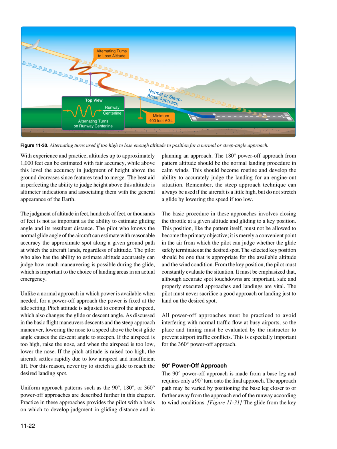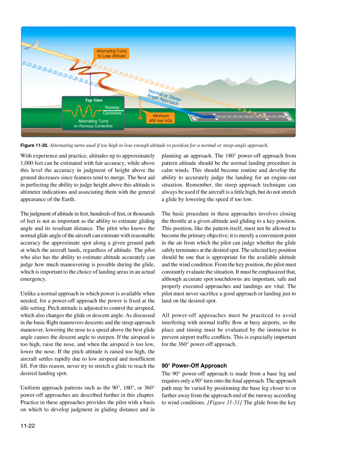With experience and practice, altitudes up to approximately 1,000 feet can be estimated with fair accuracy, while above this level the accuracy and judgment of height above the ground decreases since features tend to merge. The best aid in perfecting the ability to judge height above this altitude is altimeter indications and associating them with the general appearance of the Earth. The judgment of altitude in feet, hundreds of feet, or thousands of feet is not as important as the ability to estimate gliding angle and its resultant distance.